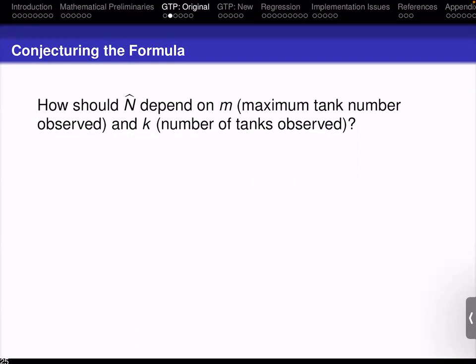It has to be at least k. The tanks go 1, 2, 3. We observe k of them. N has to be at least k. Okay. Can you give me another lower bound that might be better than k?